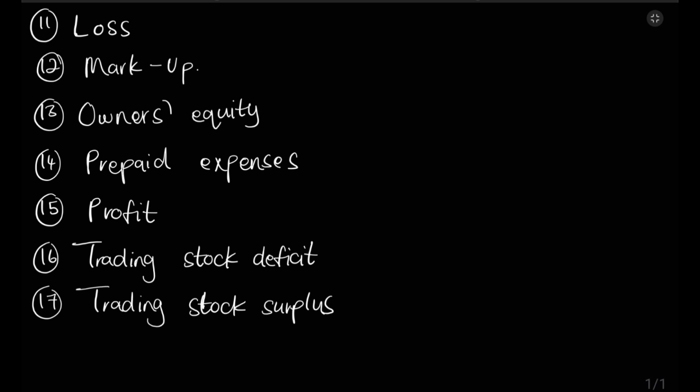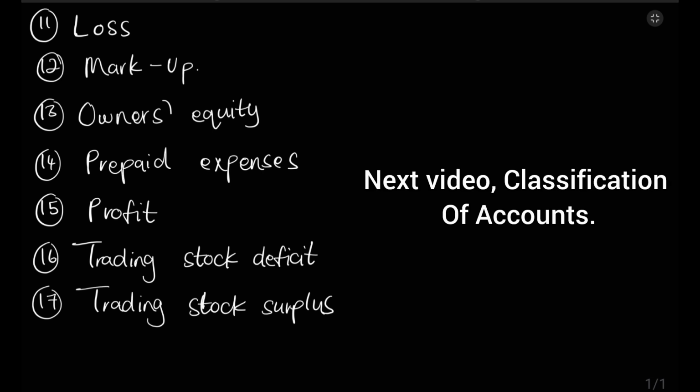Number 15, we have profit. So a profit is when income is more than expenses. In simple terms, the business made more money than it spent. A simple example, let's say income is 20,000 rand and expenses are 15,000 rand. Your profit will be 20,000 rand minus 15,000 rand, which is 5,000 rand.